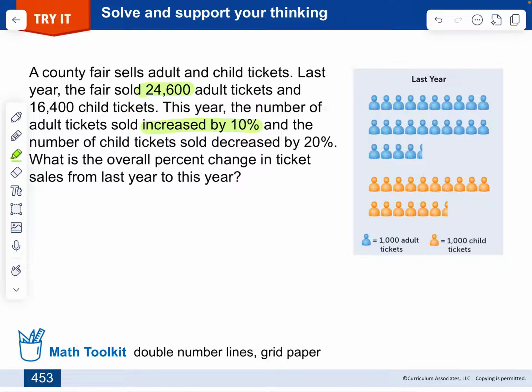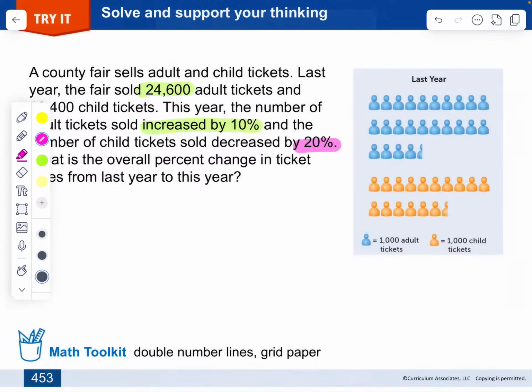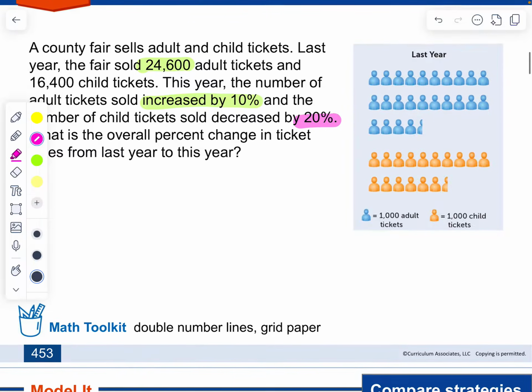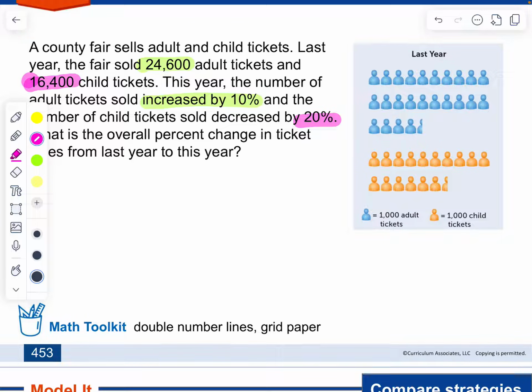And the number of child tickets sold decreased by 20%. There we go. What is the overall percent change in ticket sales from last year to this year? So this is a multi-step problem. Let's think about what we can do.